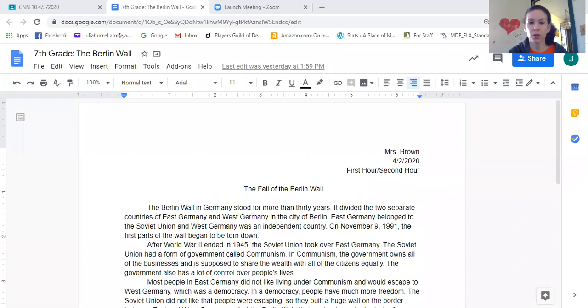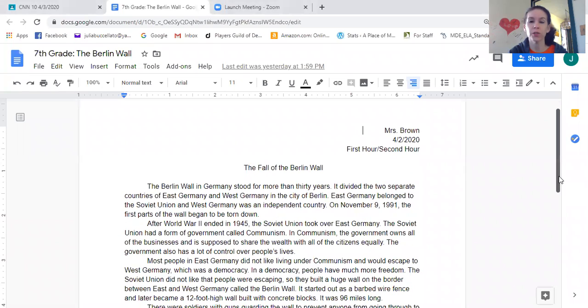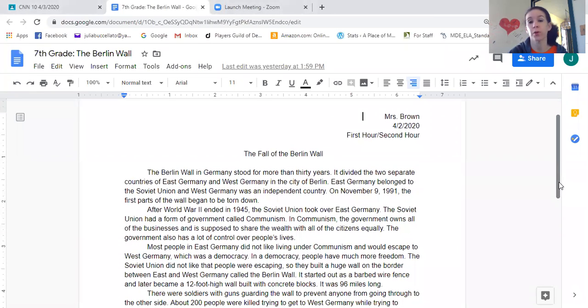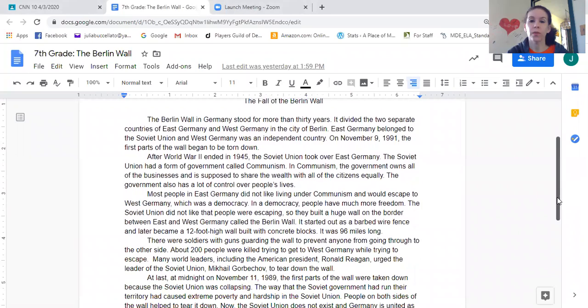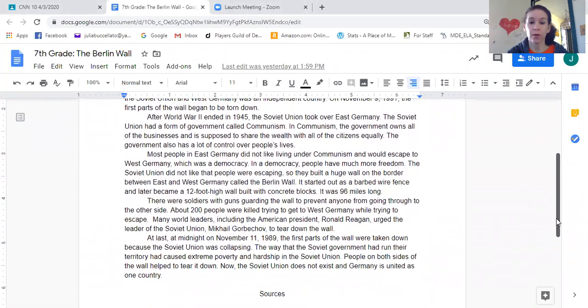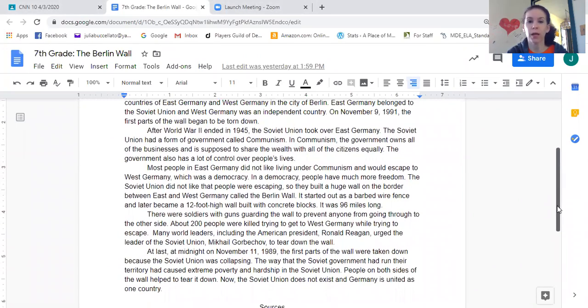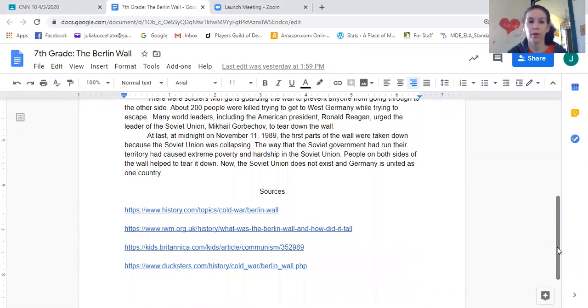We're going to take a look at the example together that I showed you. I chose to write my example on the fall of the Berlin Wall, since that would have been after the date that I gave you, so nobody's going to write about this same thing. So I found facts about the fall of the Berlin Wall, and then put that together into 5 paragraphs to give you just a brief history of what was going on.